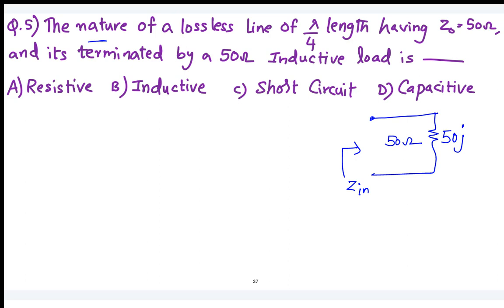Can you tell me what the value is? The length of the transmission line is equal to lambda by 4. So it's simple. You should not take this much time. Can you guess what the answer is?